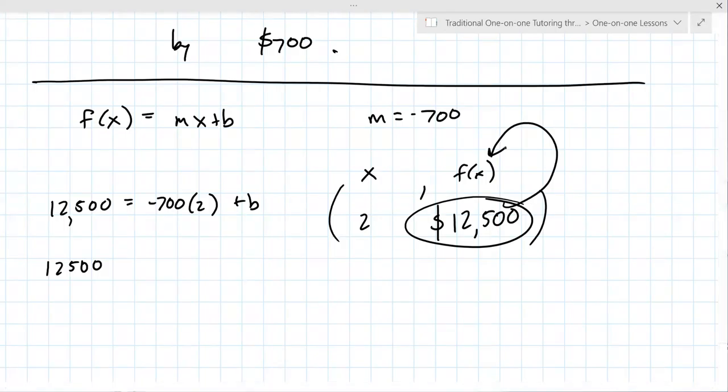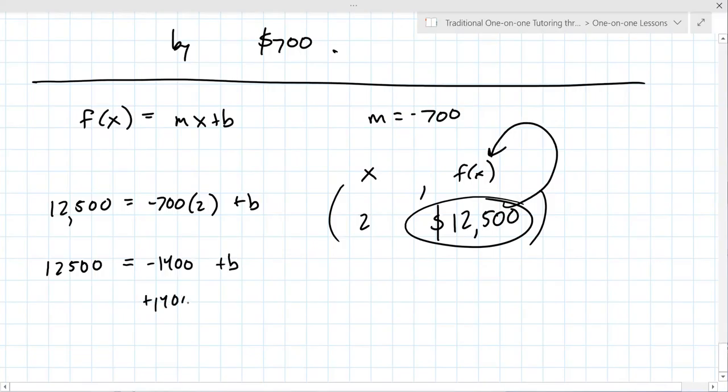All right. So 12,500 equals minus 700 parentheses 2 plus b. And we're solving for b. So then that'll leave you with just that. Okay. So you add 1,400 to both sides. And then you'd get 13,900. Wait, I think I'm doing that wrong. 13,900 equals just b, and then that would be b equals 13,900. Yes.